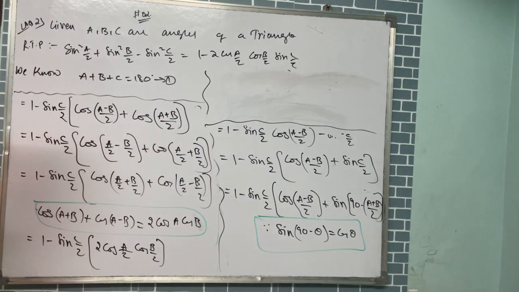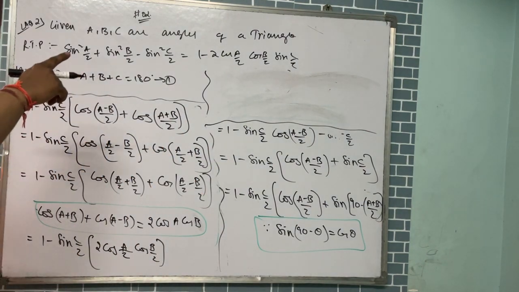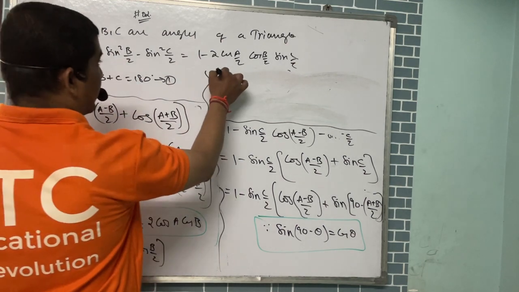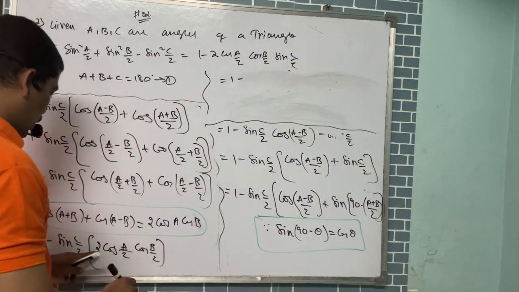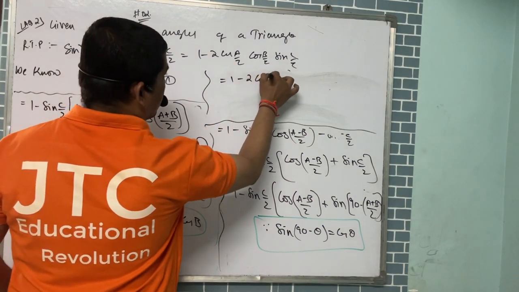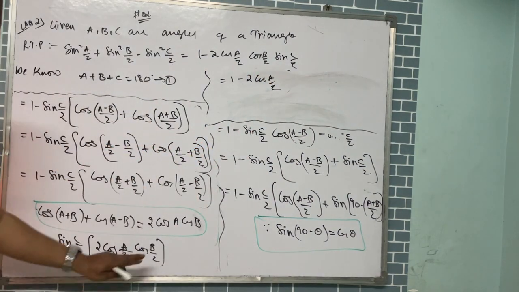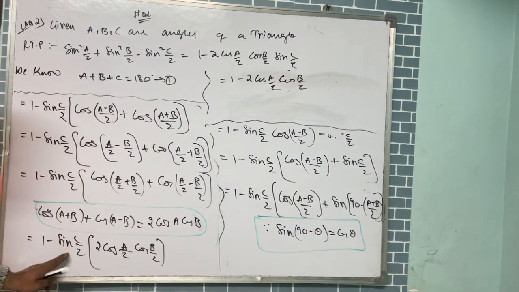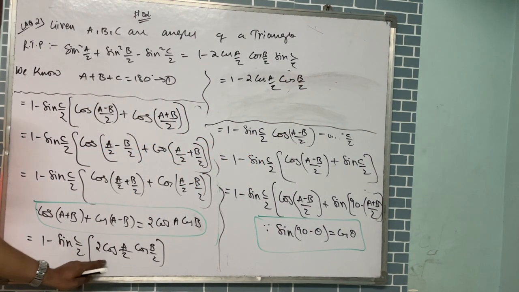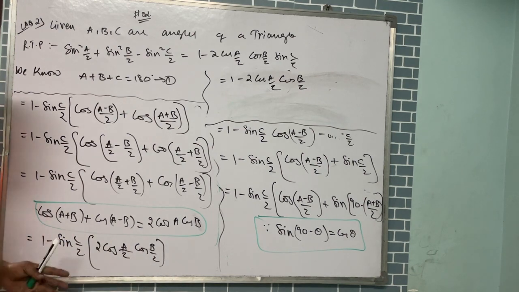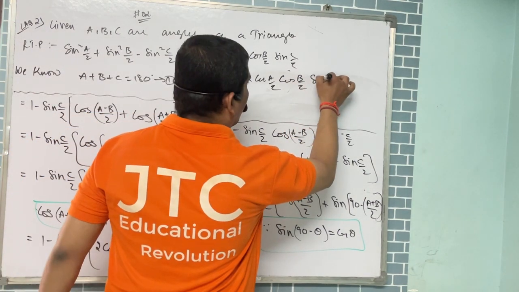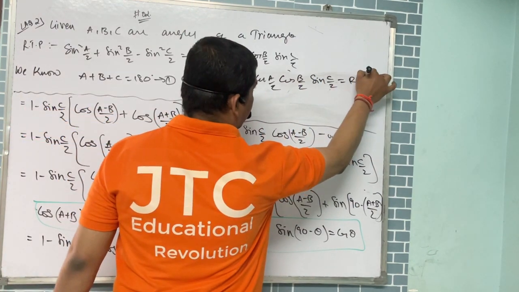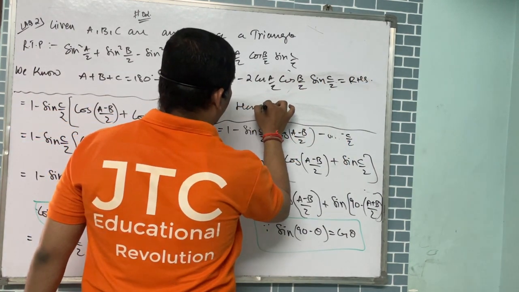If you look at now, I got everything what I need. 2 cos a by 2 I got, 2 cos b by 2. I am just rearranging. 1 minus, 2 I am writing here. 2 cos a by 2, cos b by 2 I am writing, at the end I will write sin c by 2 because all terms are in multiplication, so I can rearrange anyone according to our wish. So we got what we need, RHS, hence proved.